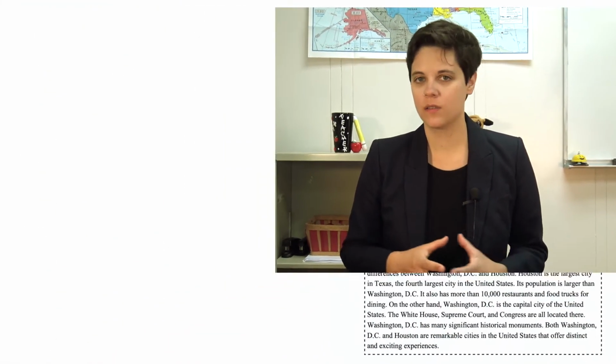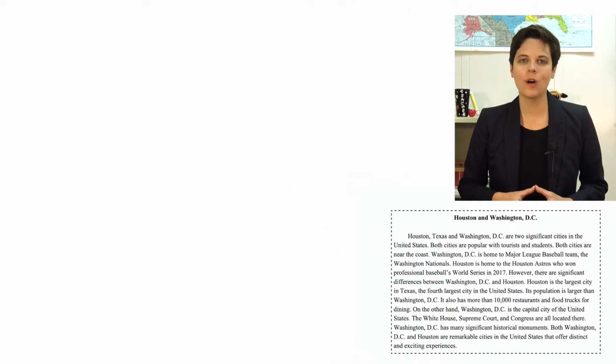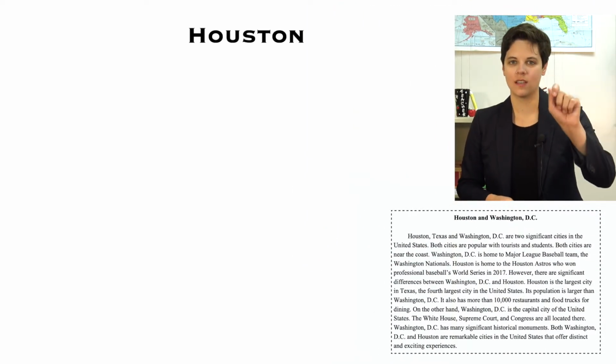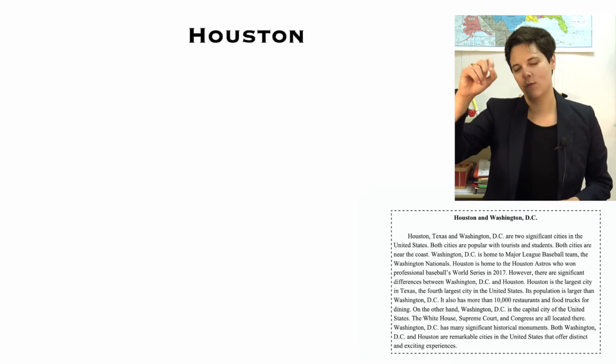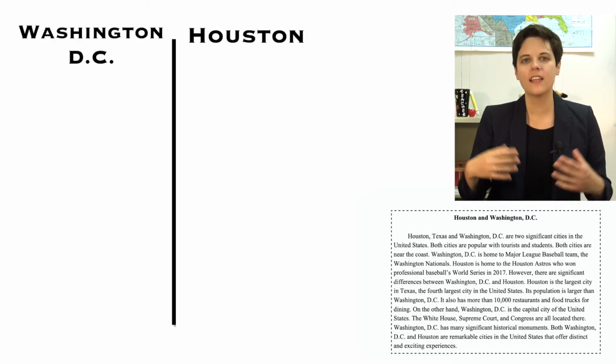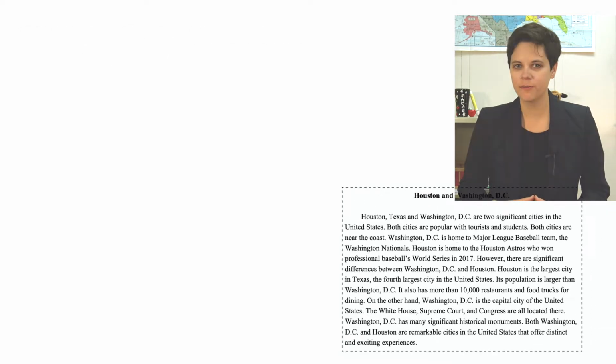Now I want you to grab a piece of paper and a pencil or a pen. And on one side, I want you to write Houston. And on the other side, I want you to write Washington, D.C. and draw a line down the middle. Now go ahead and reread your paragraph.